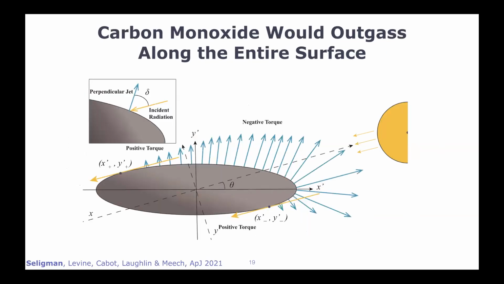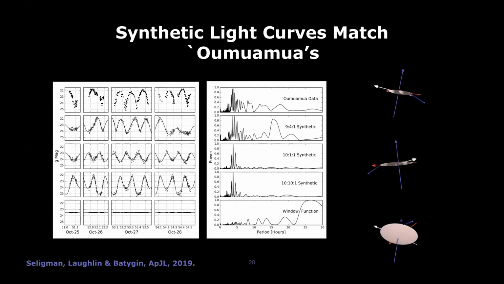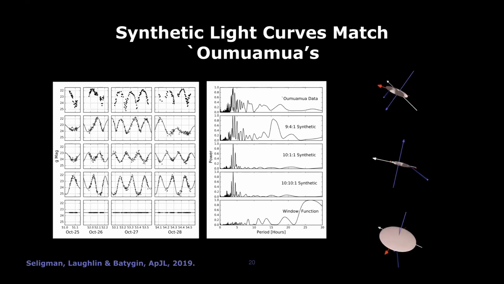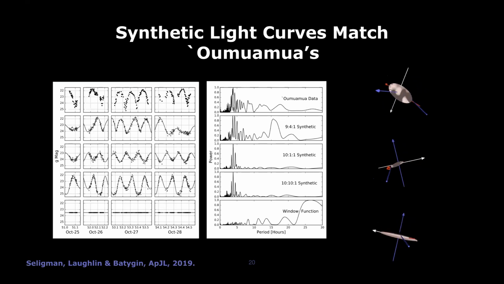And then I also looked at the spin dynamics that would occur for an elongated object under the action of jets of carbon monoxide, or H2, that covered the entire surface, that not only provided the non-gravitational acceleration, but would also provide rotational torques on the body. And we simulated this entire process. And it turns out that we could quantitatively reproduce the two salient features of the light curve.